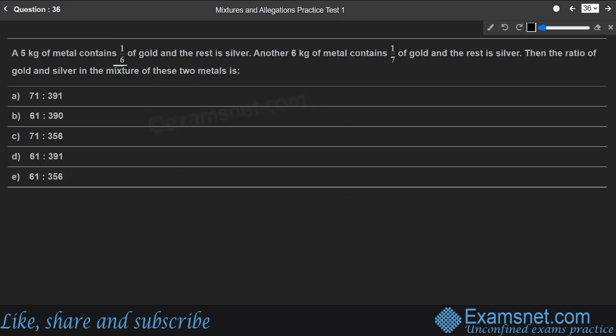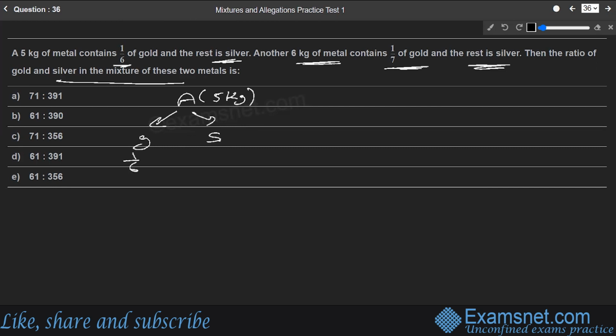A 5 kg piece of metal contains 1 by 6 of gold and the rest is silver. Another 6 kg piece of metal contains 1 by 7 of gold and the rest is silver. Find the ratio of gold and silver in the mixture of these two metals. Okay, so there are two types of metal over there. Let us say the first metal is A, which is 5 kg. The composition of gold to silver is that 1/6 part is gold. So the silver part should be 1 minus 1 by 6, that is 5 by 6.